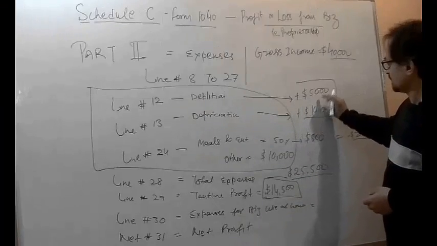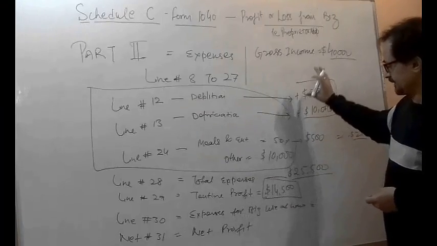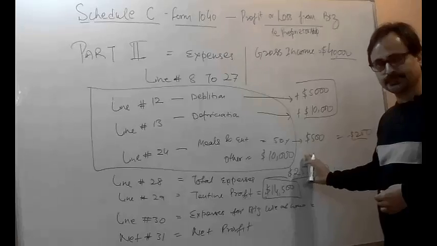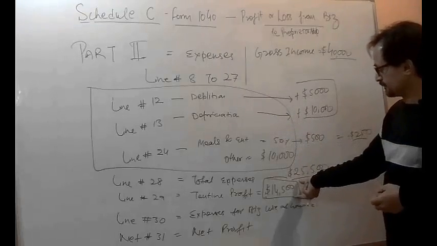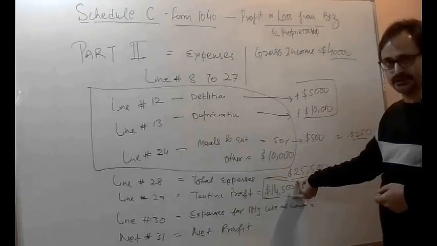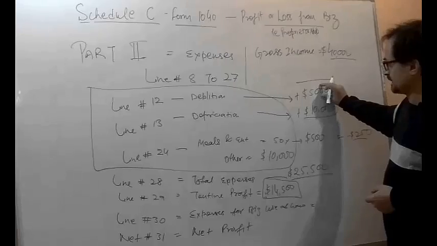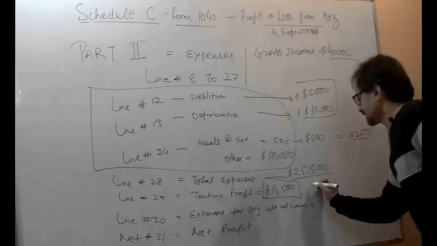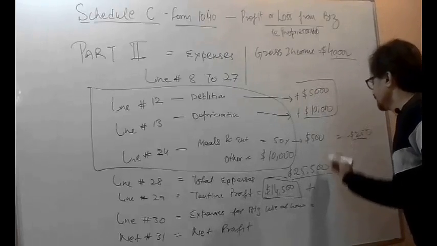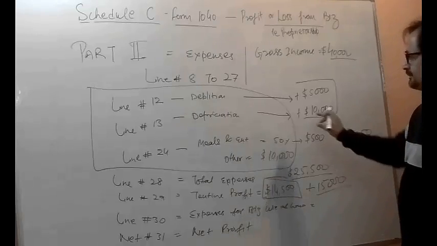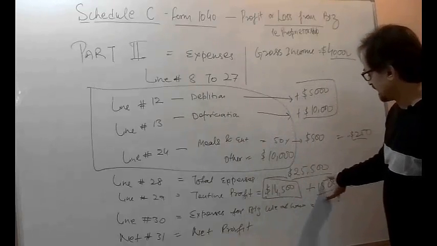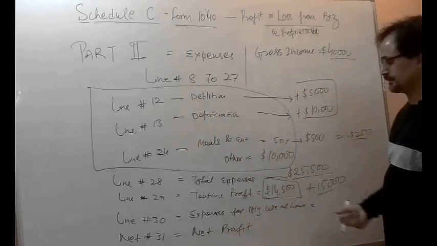So tentatively, after we deduct all these expenses, the tentative profit is only 14,500. But we can add back depletion and depreciation into this amount. So it is almost $15,000, right? We can always add depreciation and depletion back into the tentative profit.